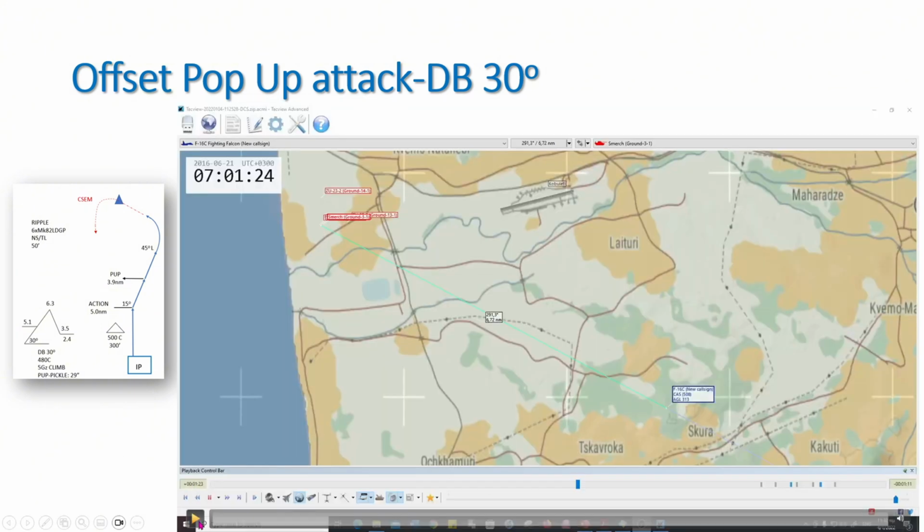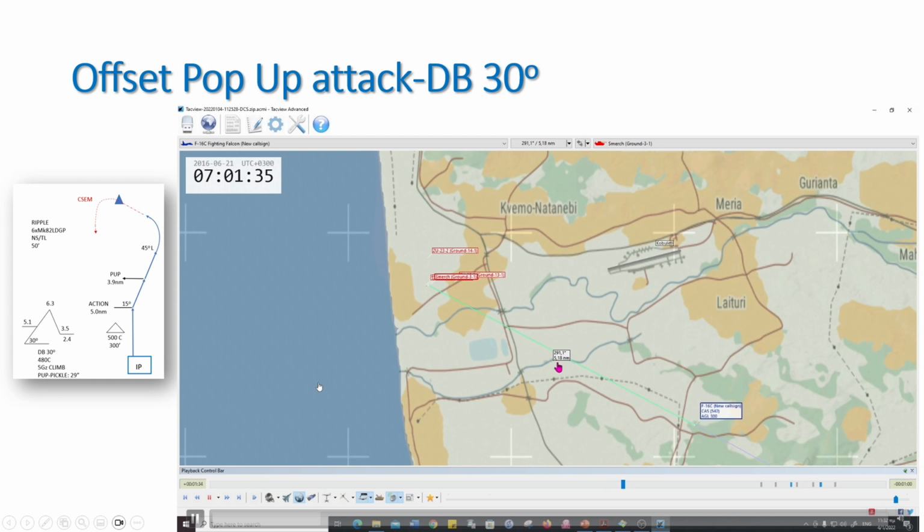Here is the same exact attack as it is seen from the TAC view. So with this image video, we would like to compare what is drawn on the left with the actual ground track of the aircraft on the actual map. You will see that it is quite similar.